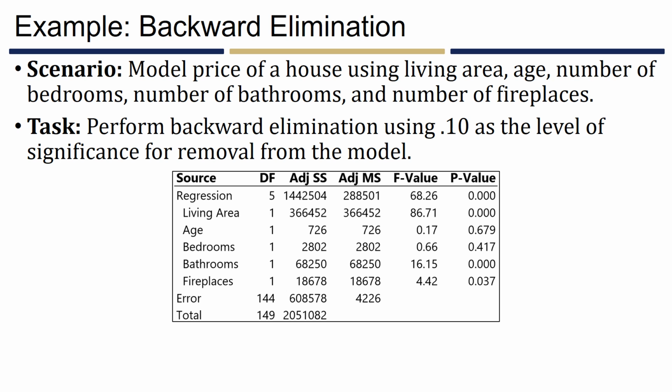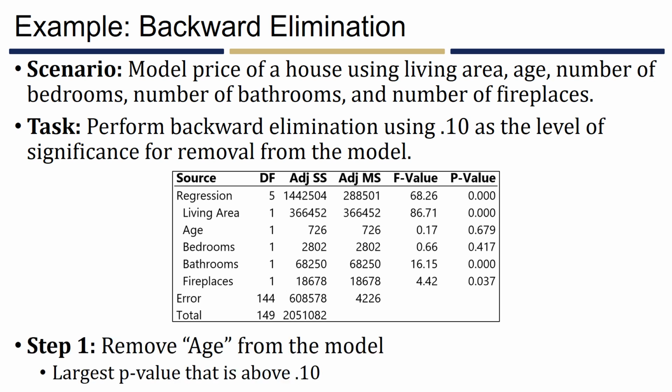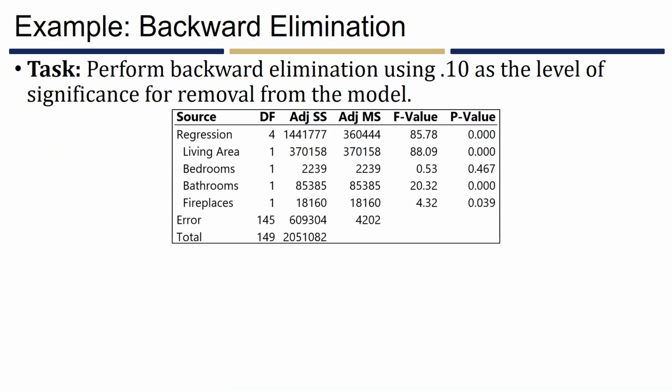Notice that we have 2 predictors here, age and number of bedrooms, where the p-value is greater than 0.1. Because age has the higher of the 2 p-values, 0.679 compared to 0.417, we're going to remove age from the model because, again, it's the largest p-value that is above 0.1, our level of significance. Then we're going to rerun the model with living area, bedrooms, bathrooms, and number of fireplaces in the model. We're going to take age out, and we're going to consider this model that only has 4 predictors in it.